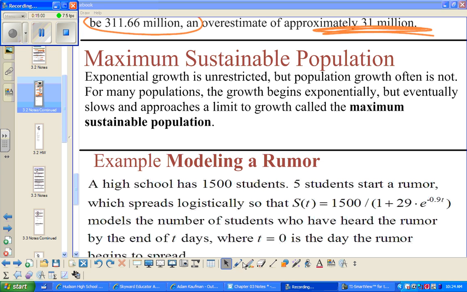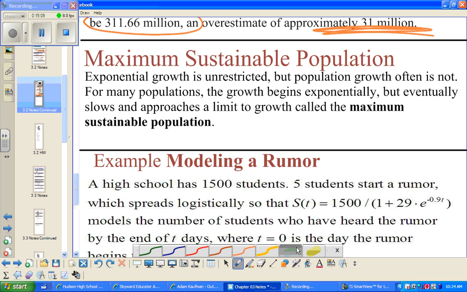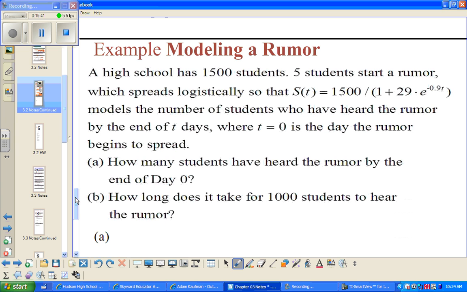This next note is going to help us, we're going to be able to use our logistic function to estimate different populations. Maximum sustainable population. Exponential growth is unrestricted, but population growth often is not. For many populations, the growth begins exponentially, but eventually slows and approaches a limit to growth called the maximum sustainable population. So we're going to use that in this example.